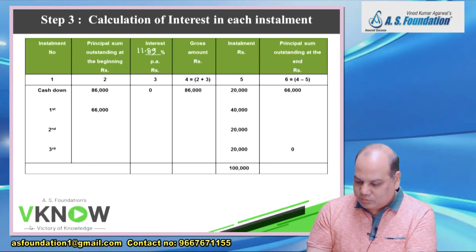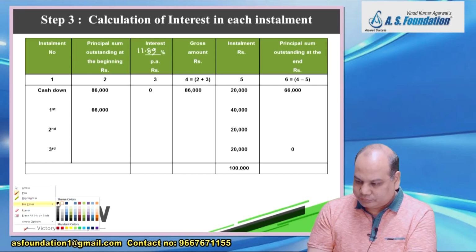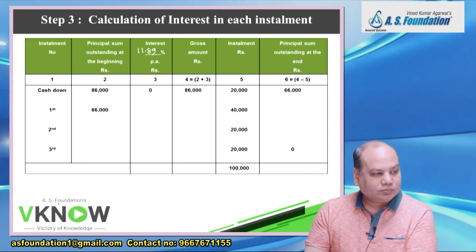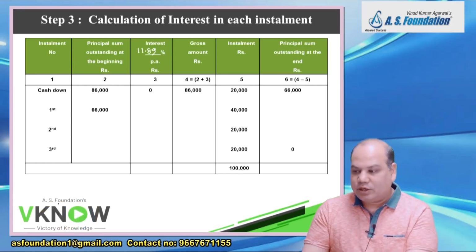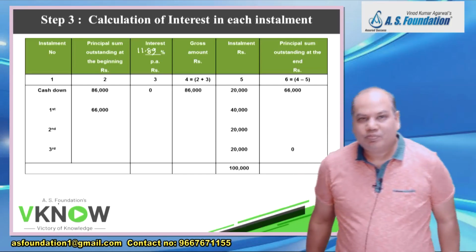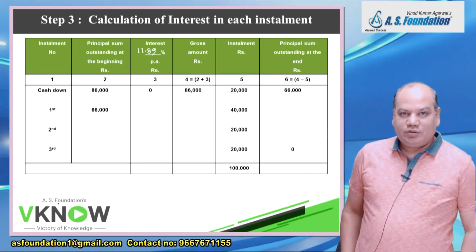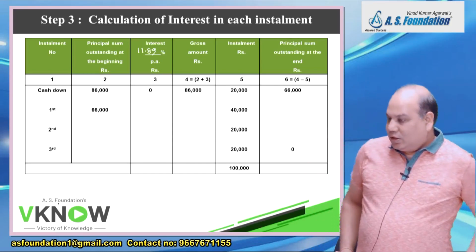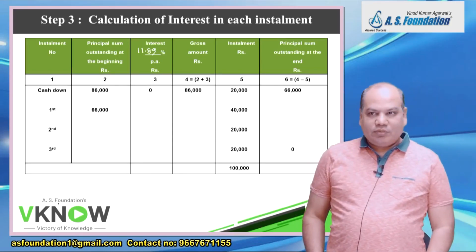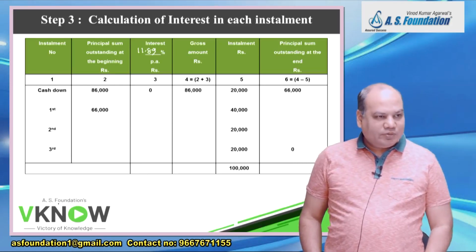Then write down interest at the rate of 11.89%. Write gross amount, installment rupees, principal sum outstanding at the end. Are you with me?